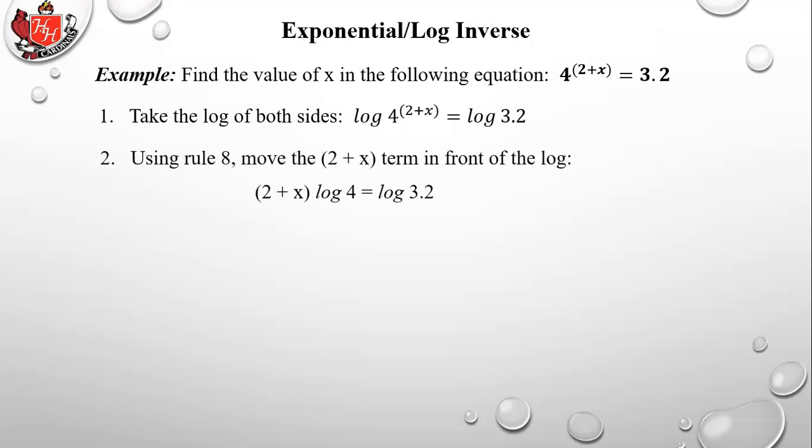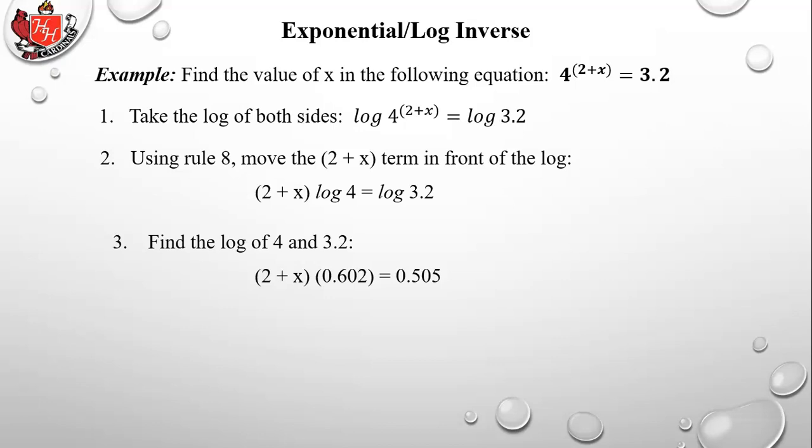Using Rule 8, you take that 2 plus x in the exponent and you move it out in front of log of 4. So the 2 plus x comes out in front of log of 4, and then that equals log of 3.2. So you see that right there. Now you can compute log of 4 and log of 3.2 on your calculator. So log of 4 is 0.602 and log of 3.2 is 0.505. So you have 2 plus x times 0.602 equals 0.505.